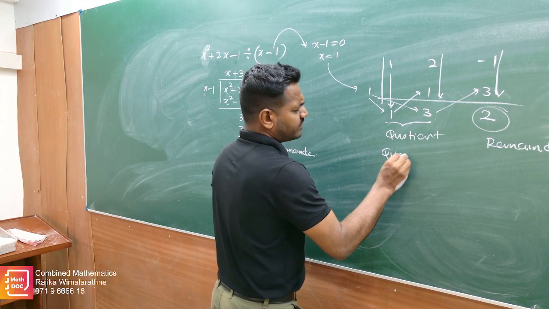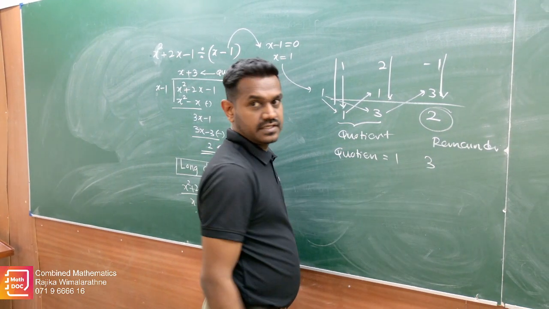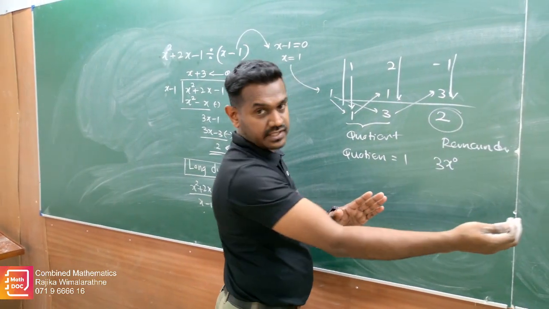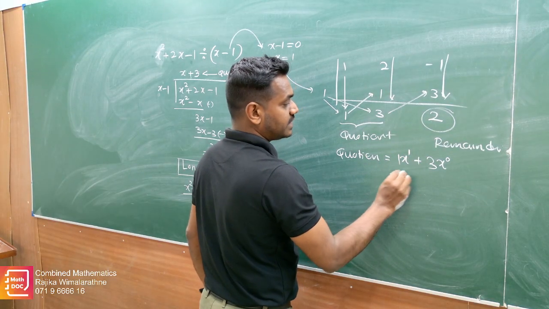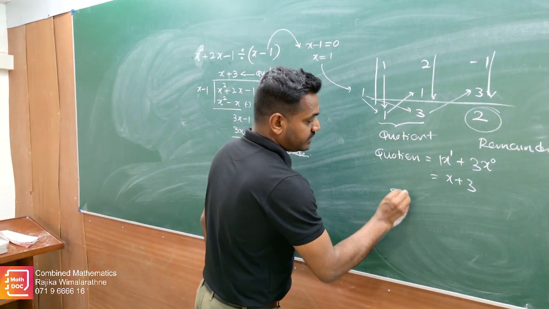Therefore, in the quotient we have coefficients 1 and 3. Right here is x to the power 0. Start at the right-hand corner term: x to the power 0, here x to the power 1, put a plus sign. Then that is x plus 3. So this is synthetic division.